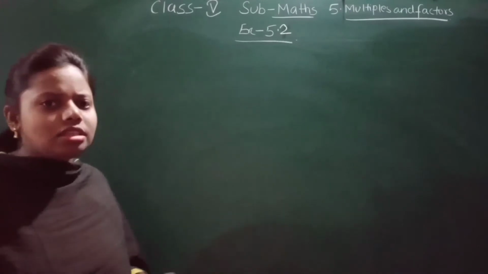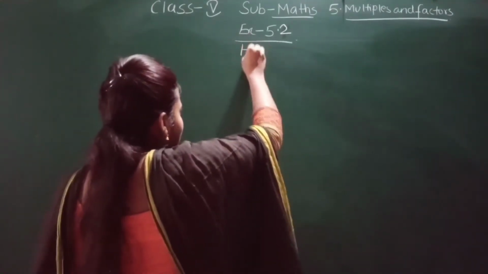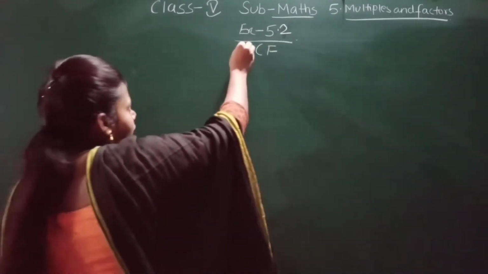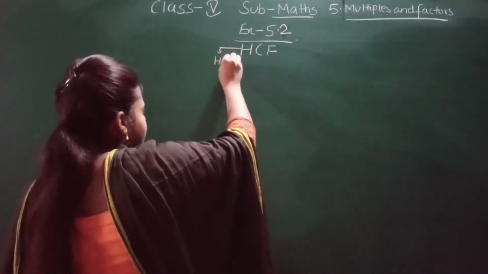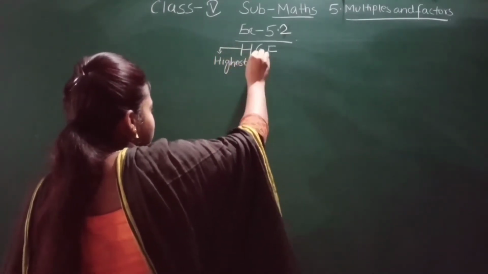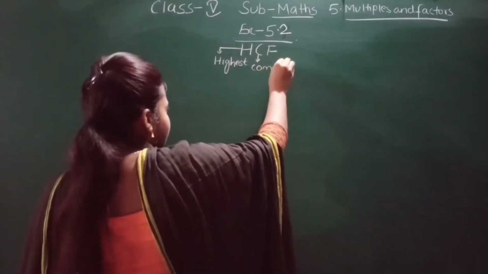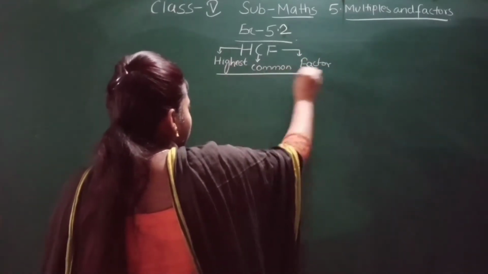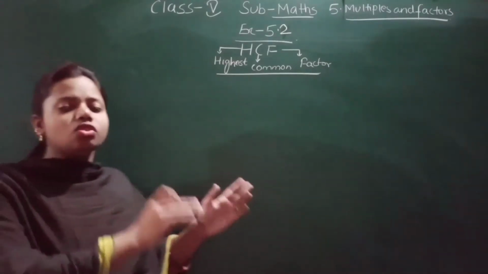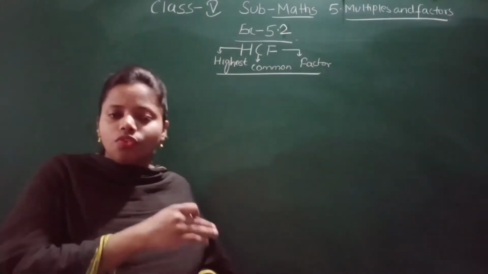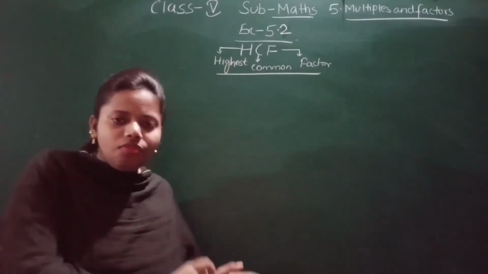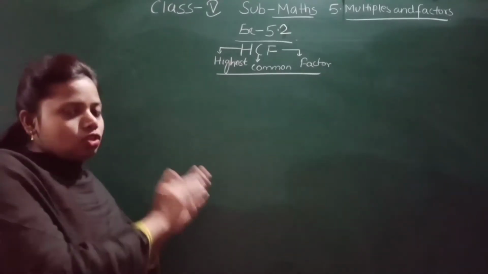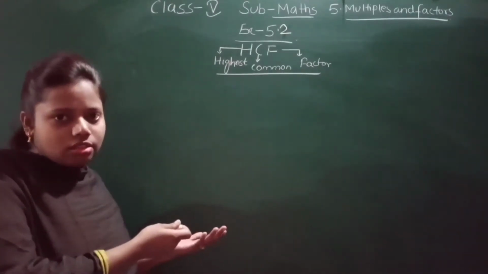So first let us learn what this HCF is. HCF means highest common factor. H means highest, C means common, F means factor. So HCF means highest common factor. We have already learned how to find the factors of a number. A number will be given, and we have to write the tables in which that particular number comes.